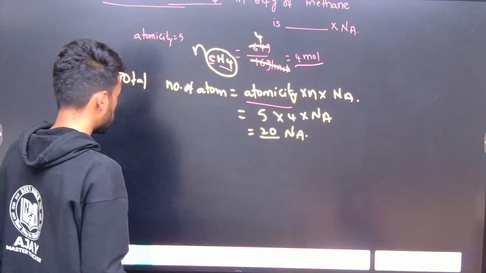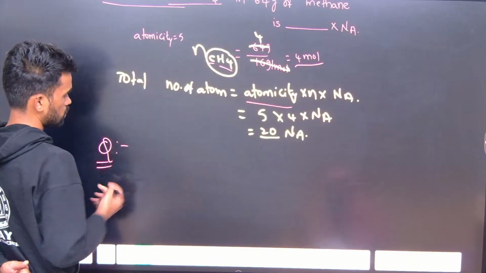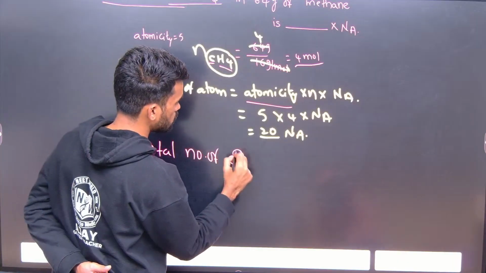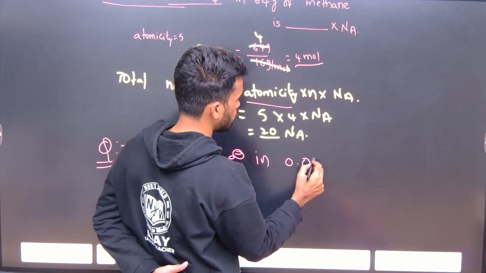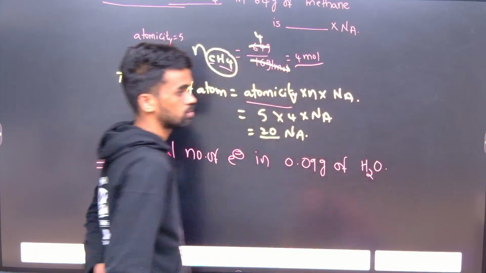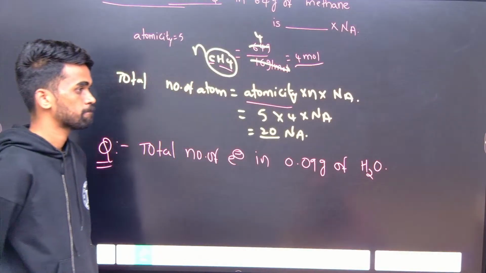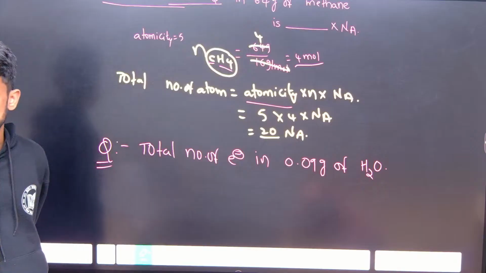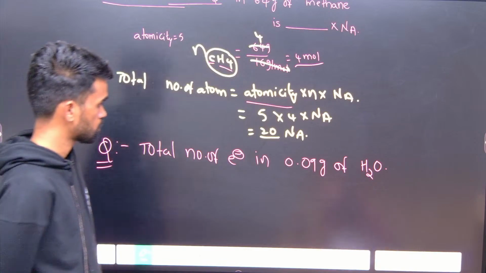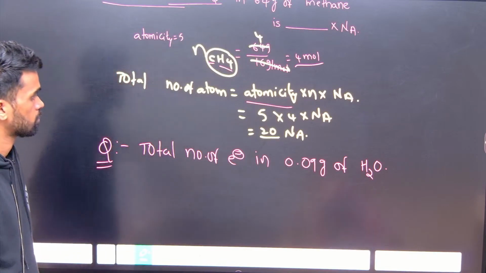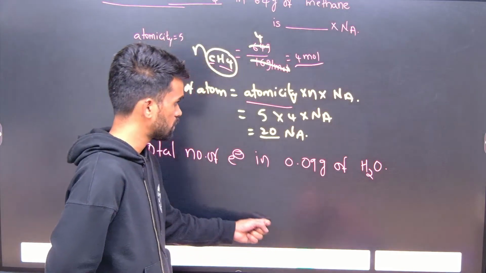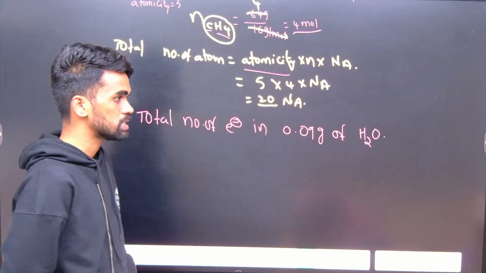Yes. So next, these models are clear now. Now write a question. Total number of electrons in 0.09 grams of water. Just give a try for this, everyone. Total number of electrons.